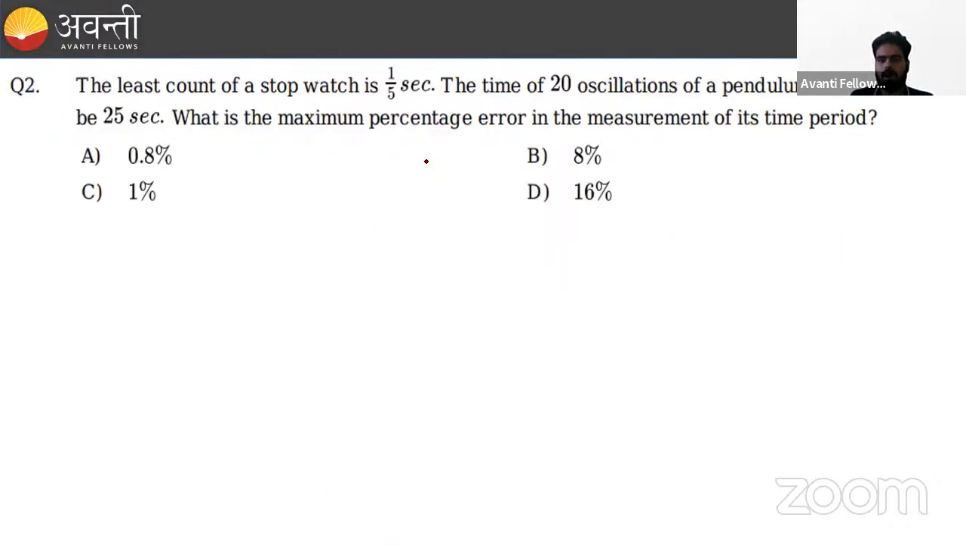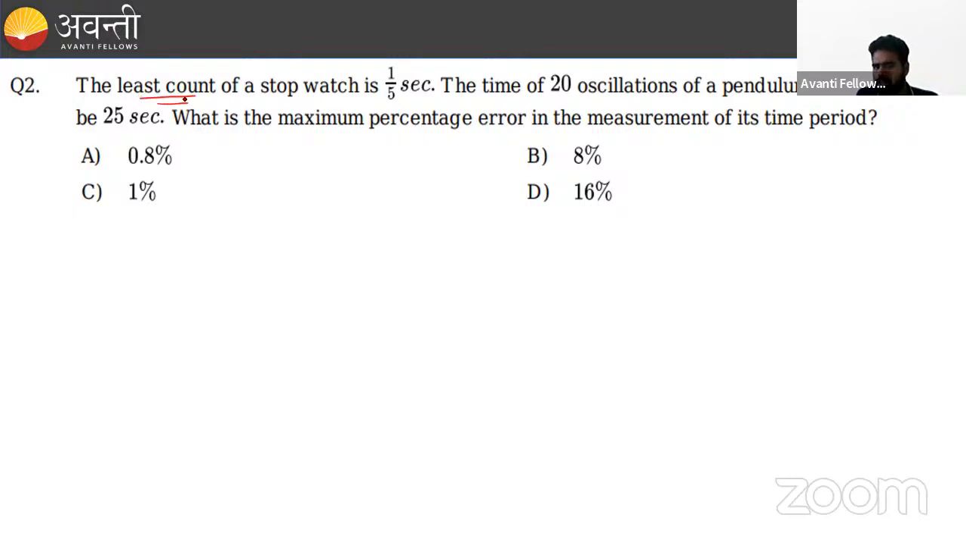In the next problem, what is given? The least count of a stopwatch is 1 by 5 seconds, and the time of 20 oscillations of a pendulum is measured to be 25 seconds, correct? What is the maximum percentage error in the measurement? That is basically a question of percentage error. And in this problem, the word least count is given.